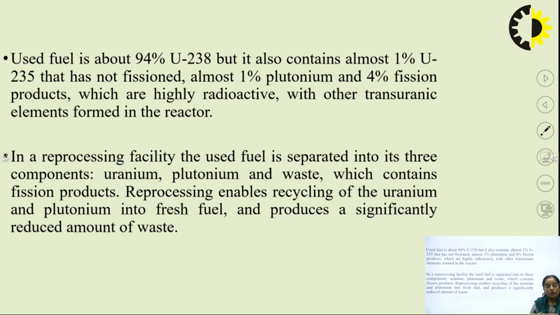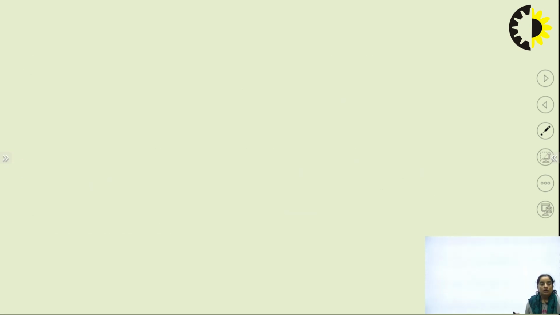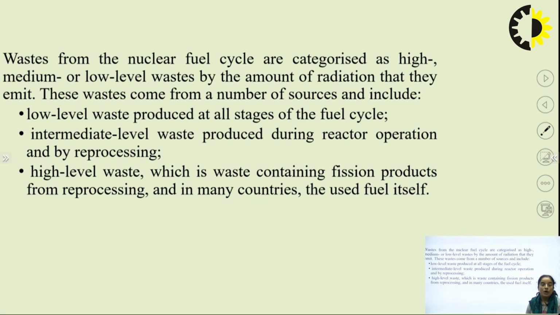So in the reprocessing facility, used nuclear fuel will be separated into three components: uranium, plutonium and the waste. The uranium and plutonium will be further reprocessed for producing new fuel, and the waste is then dumped.